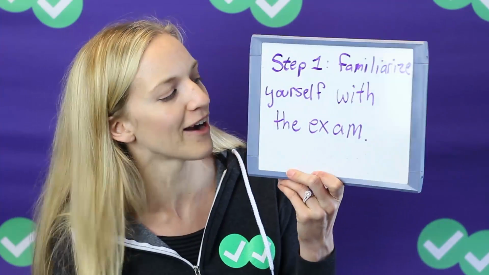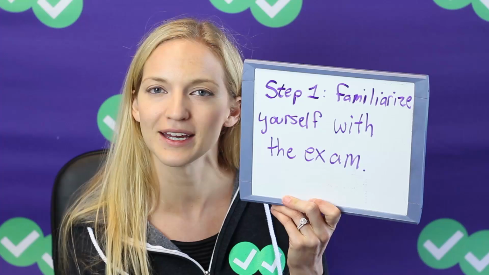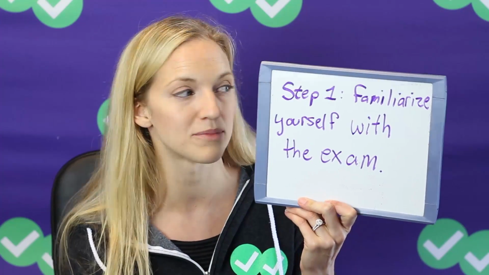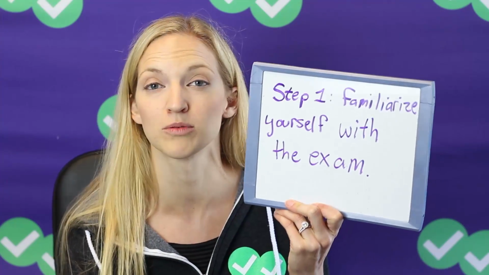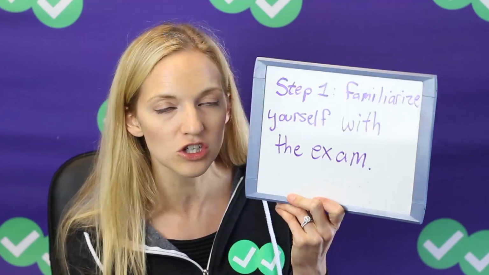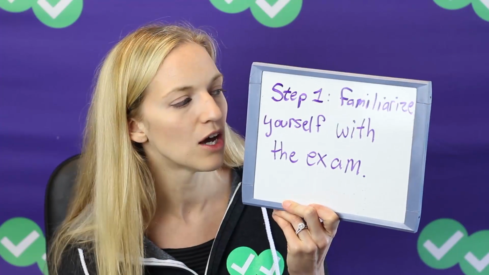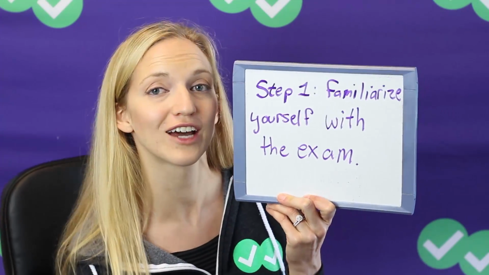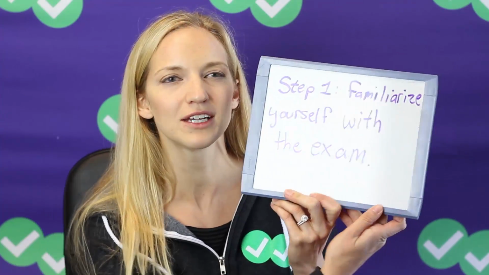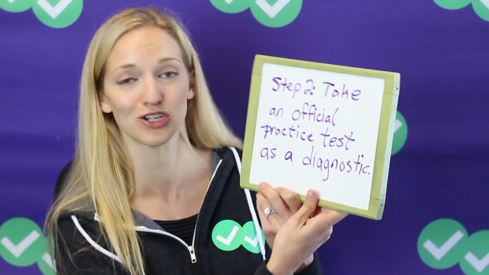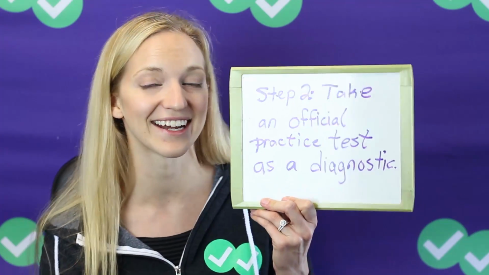Step 1, familiarize yourself with the exam. So you can do this in a couple ways. You can go to the ACT student website and take a look at that. You can look at the Preparing for the Official ACT study guide book, or you can go to Magoosh and take a look at our ACT blog and learn about the test and what it covers. This is really important, I think, for you to do before you do step 2, which is to take an official practice test as a diagnostic.